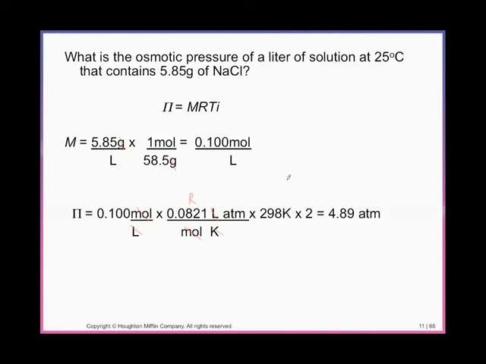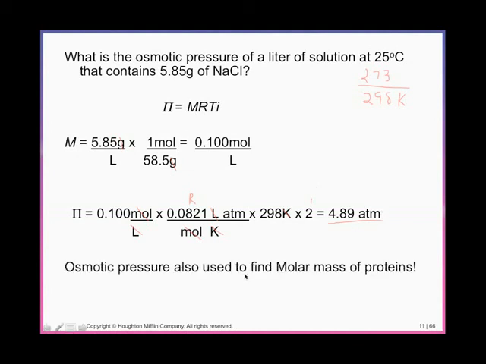So remember, to get Kelvin, we're going to add 273 to the centigrade temperature, and that's why we get 298. And the 2, that's i, and that's because it's sodium chloride. And we multiply that out, and we get a pressure. This is our osmotic pressure, 4.89 atmospheres.